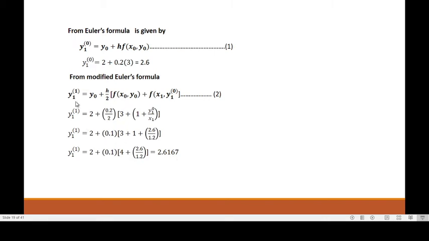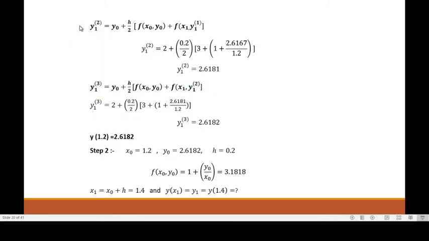To get the next value, that is y1 of 2, replace y1 of 0 by y1 of 1, which is 2.6167. See the next iteration: y1 of 2 is equal to y naught plus h by 2. In this place substitute the y1 of 1 value, and you will get 2.6181. Next, to improve this value, we use one more iteration, that is y1 of 3. We repeat these iterations until we get the same value.